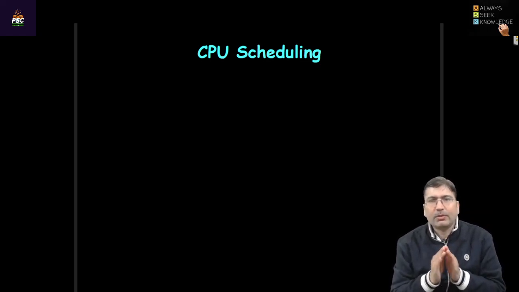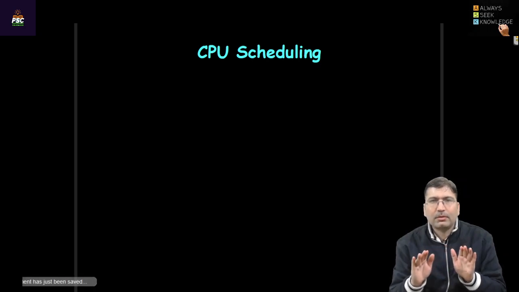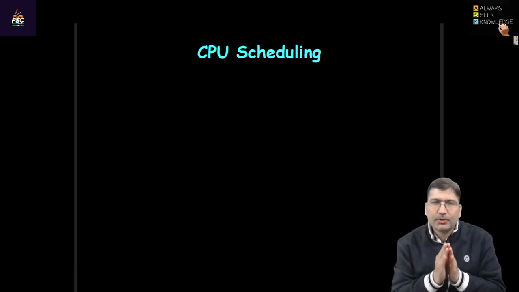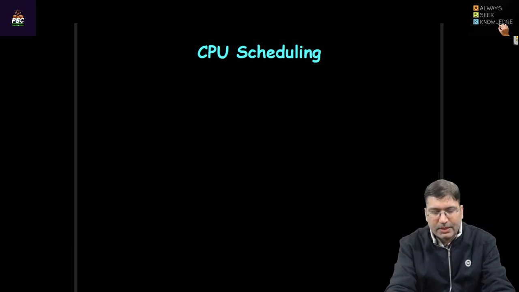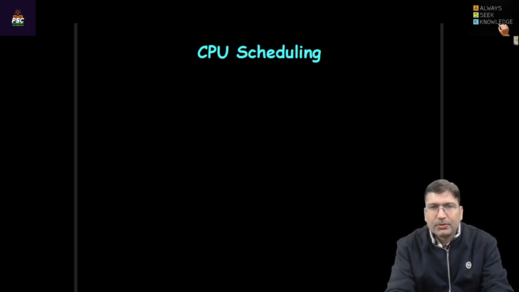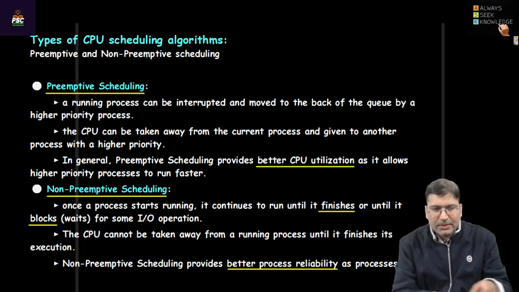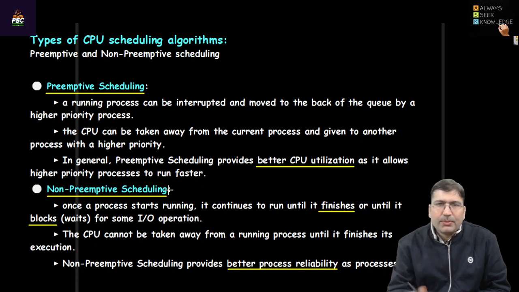In this session, we are going to discuss all famous CPU scheduling algorithms. So let's start the discussions. There are generally two types of CPU scheduling algorithms, as I have mentioned here: preemptive CPU scheduling algorithms and non-preemptive CPU scheduling algorithms. So what is preemptive CPU scheduling algorithms?